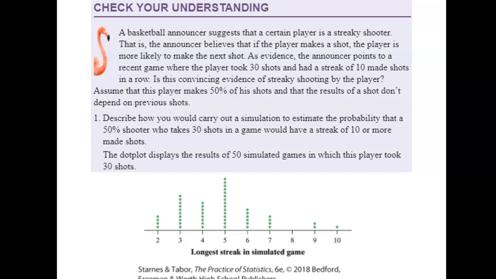The dot plot displays the results of 50 simulated games in which the player took 30 shots. I feel like I missed a question. Oh, right here: describe how you would carry out the simulation. Pause the video. I want you to jot down some thoughts before I show you the answer.